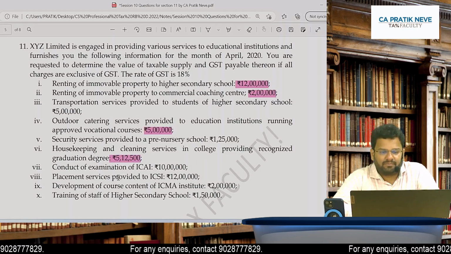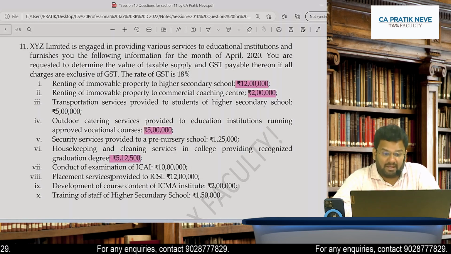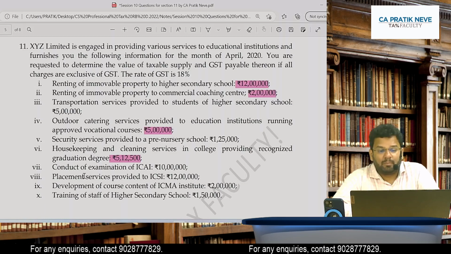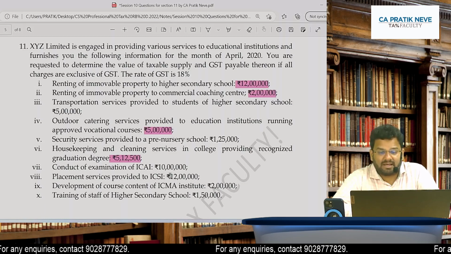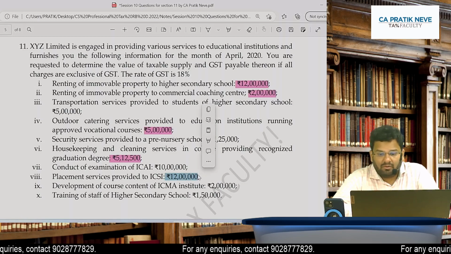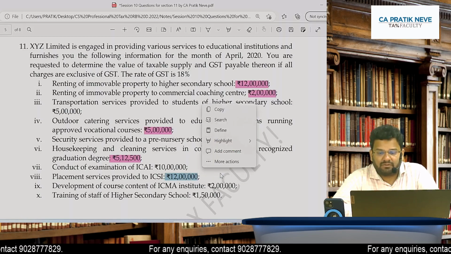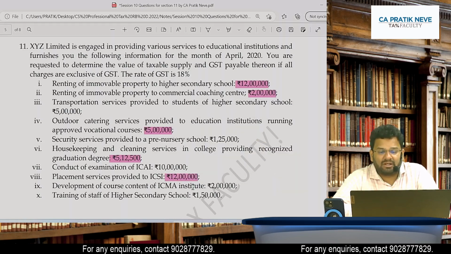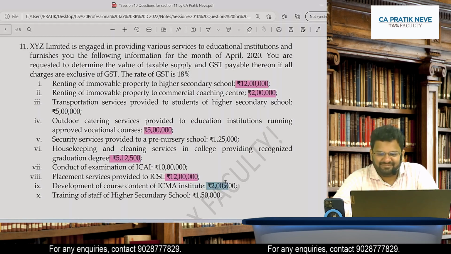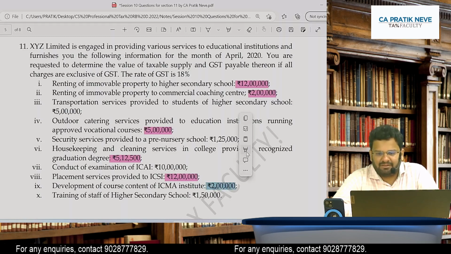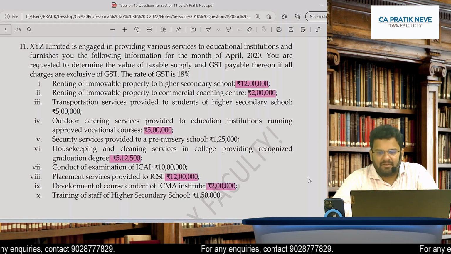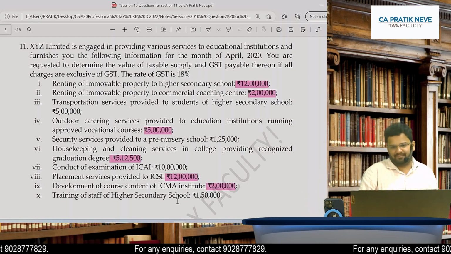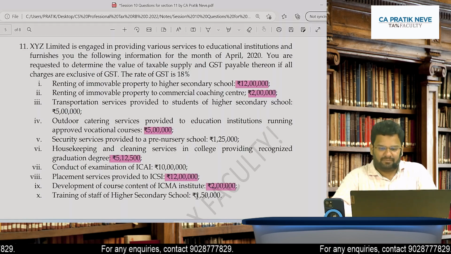Conduct of exam of ICAI, it is exempt. Very good. Placement services provided to ICSI, this will become taxable. Nowhere it is said that placement services inward supply is exempt. Development of course content of ICMI Institute. This will also become taxable. Finally, training of staff of higher secondary school. This is also taxable. Wonderful.